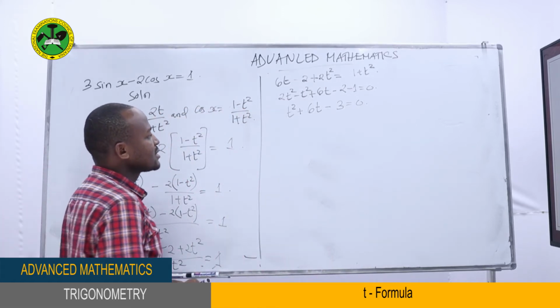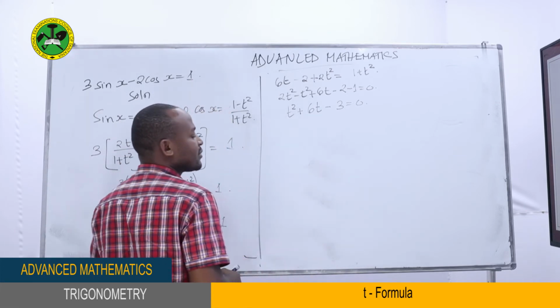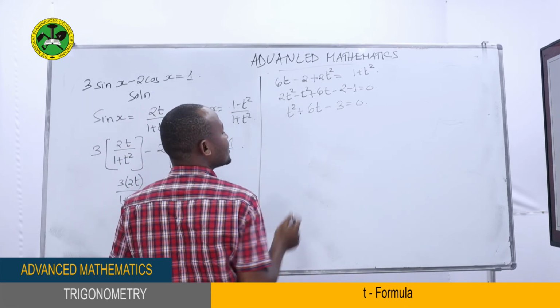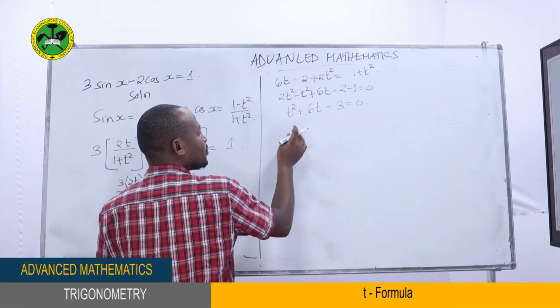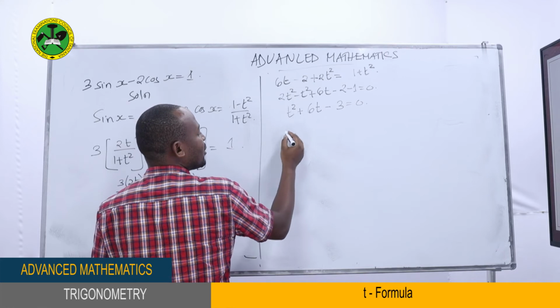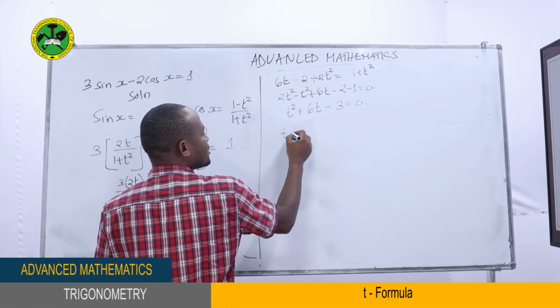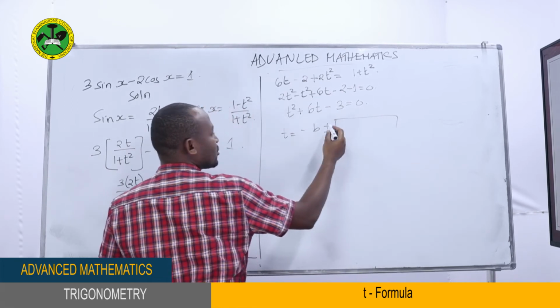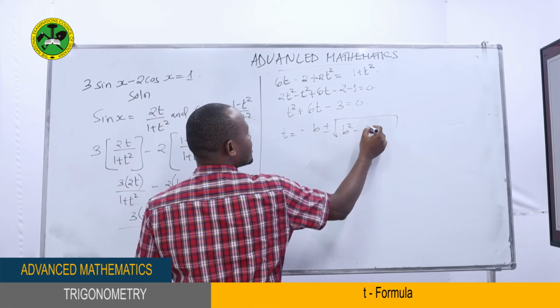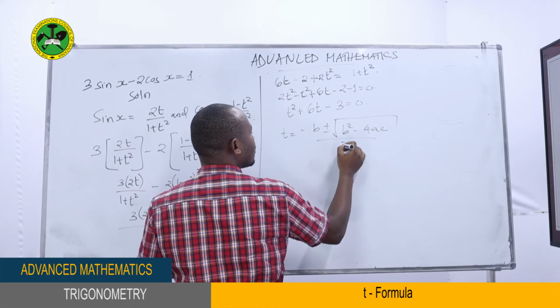And let's move on. We are supposed to find the general solution to that. This is a quadratic equation in t. So how can we solve that? We can use the general quadratic formula. And we know that the general quadratic formula is equal to negative b plus or minus the square root of b squared minus 4ac, over 2a.